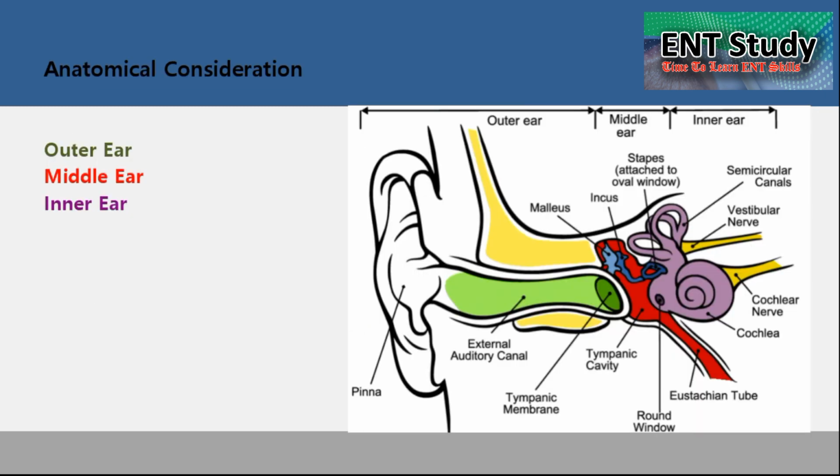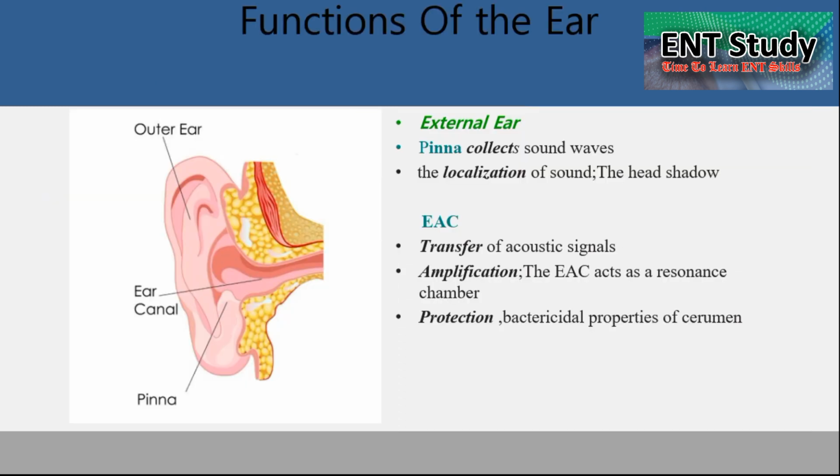The human ear is divided anatomically into three distinct regions: outer, middle, and inner. I won't go into the detail of the anatomy of the ear, but this is worth noticing here. The outer and the middle ear help us in the conduction of the sound waves. The inner ear helps us in the transduction of the sound wave. We're going to study the functions of each part one by one.